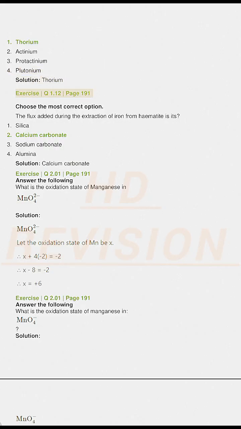Exercise Q 1.12, page 191. Choose the most correct option. The flux added during the extraction of iron from hematite is _ 1. Silica. 2. Calcium carbonate. 3. Sodium carbonate. 4. Alumina. Solution. Calcium carbonate.